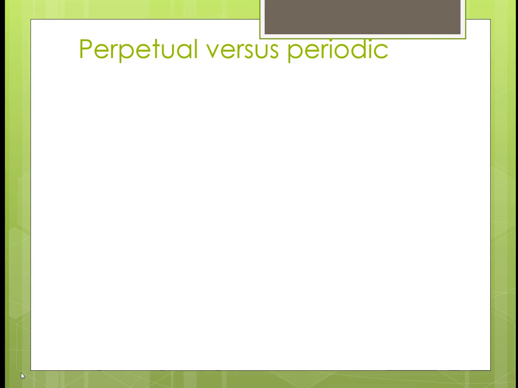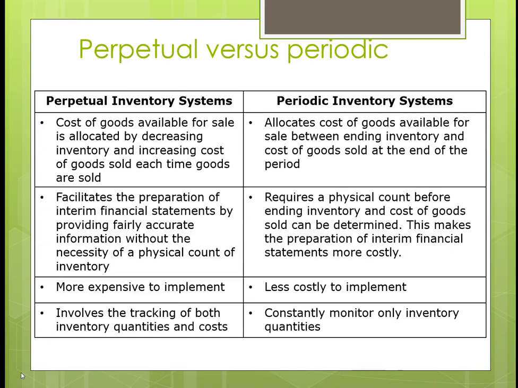Now, perpetual versus periodic. Here's the thing to remember. For perpetual inventory systems, the cost of goods available for sale is allocated by decreasing inventory and increasing cost of goods sold each time goods are sold. For periodic, we allocate cost of goods available for sale between ending inventory and cost of goods sold only at the end of the period after we've taken a physical inventory. Perpetual facilitates the preparation of interim financial statements by providing fairly accurate information without the necessity of a physical count of inventory. Now, periodic requires a physical count for us to figure out cost of goods sold.